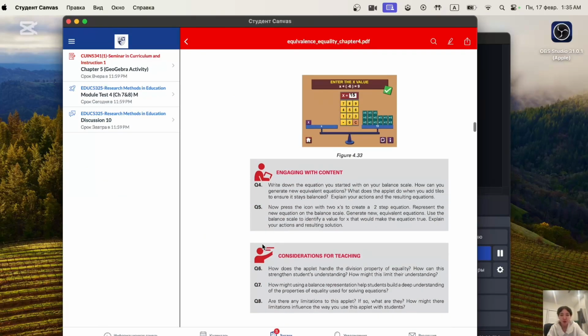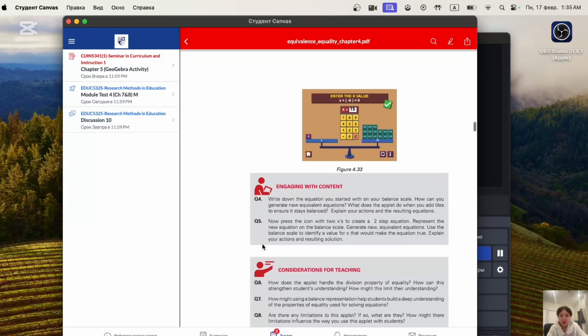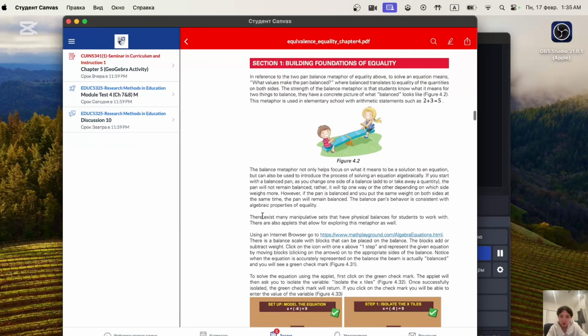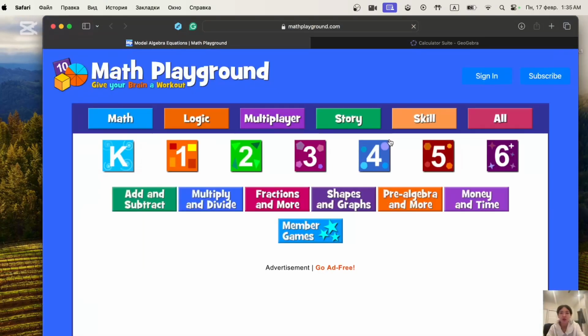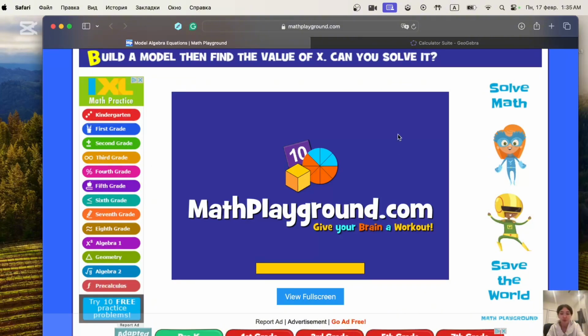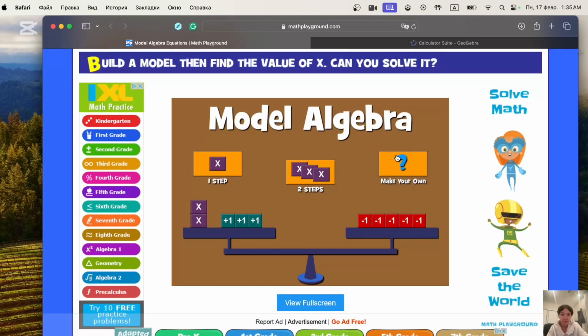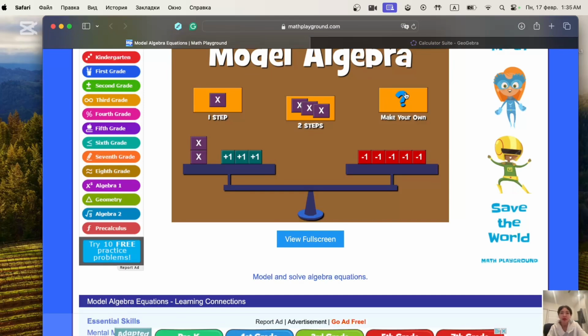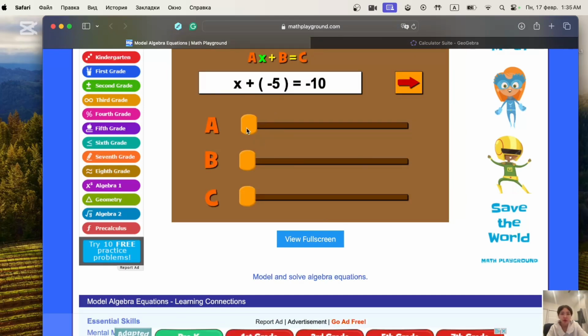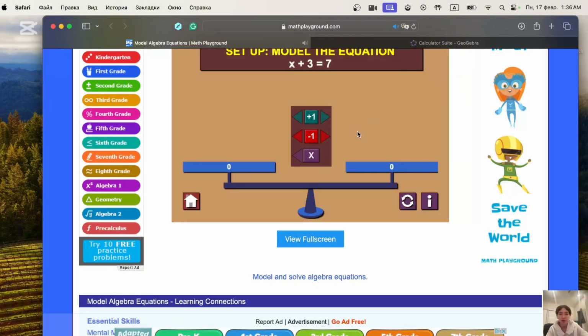Now we need to go through the website and look at our equation. Let's go through this link. Let's make our own. For example, x plus 3 equals 7. So I started with the equation x plus 3 equals 7 on the balance scale. To generate a new equivalent equation, I applied the properties of equality.